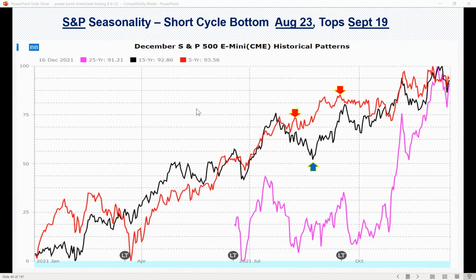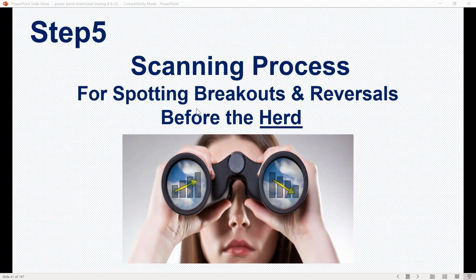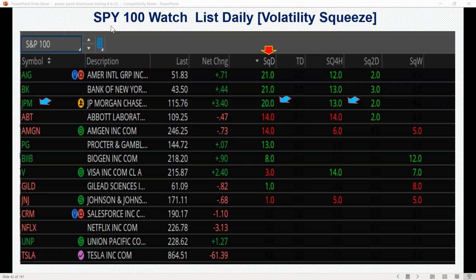back down. Now, the next thing that I use is a scanning process to help select and spot breakout reversal trades before they happen, before the herd jumps in. So we want to get in early, then let the herd jump in and push the momentum up, and we're getting out when they're getting in. That's what I always try to look for. To do this, I've got a scanner that I put together that has the code in it to specifically look for this volatility squeeze pattern that I just showed you.